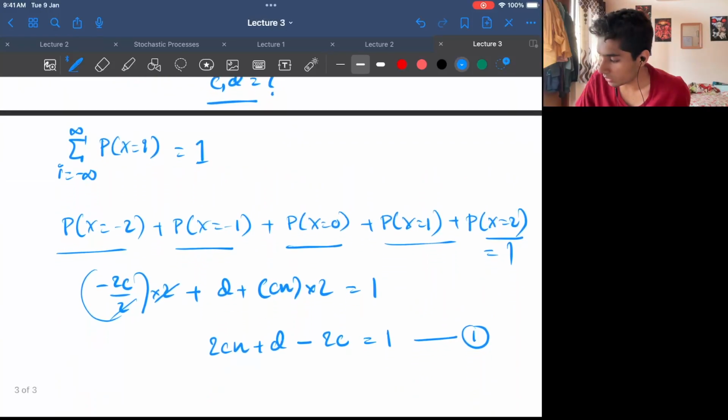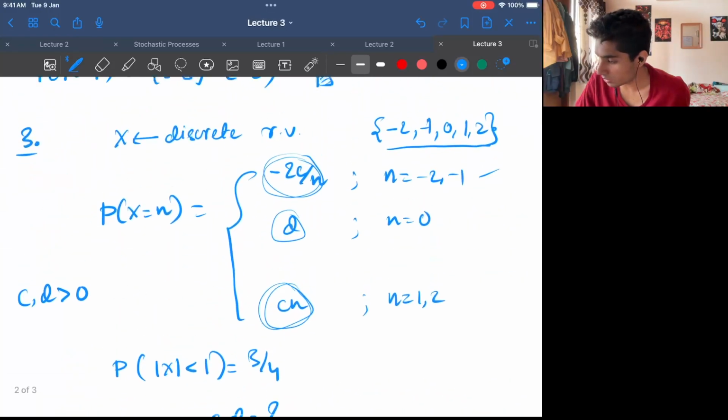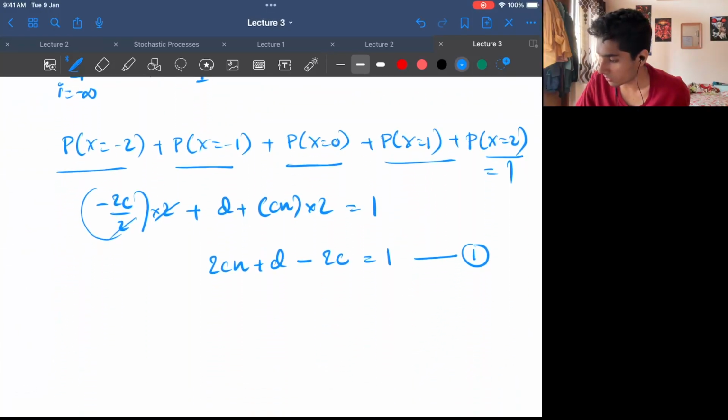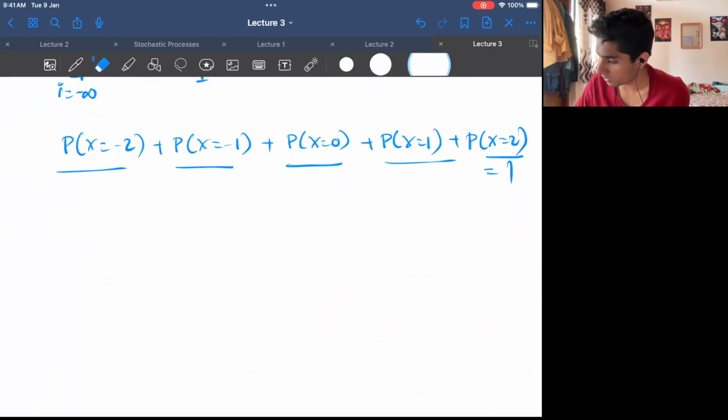Oh, by the way, okay, it was minus 2c by n. Oh, sorry. This was n. Okay, sorry. Just a second. I misread the question. So it is minus 2c by n, right?